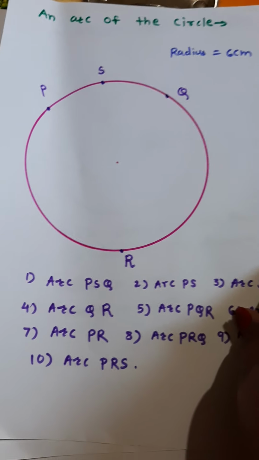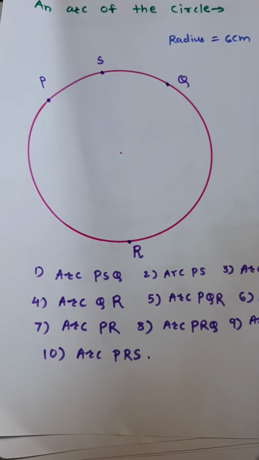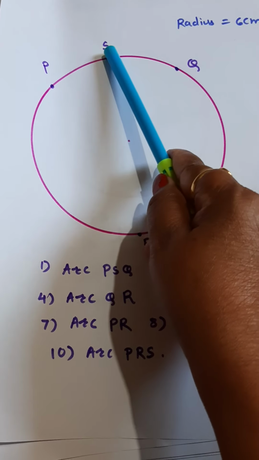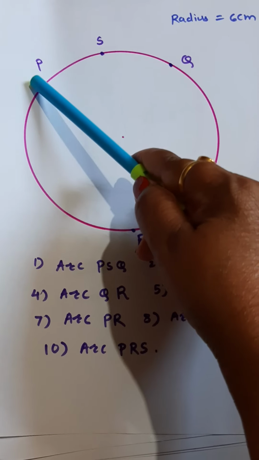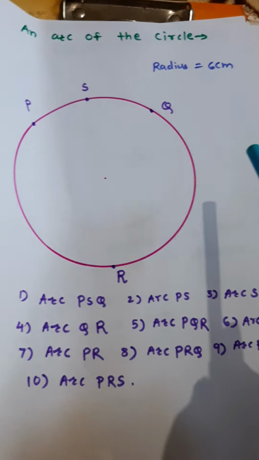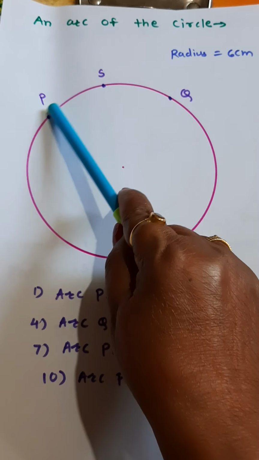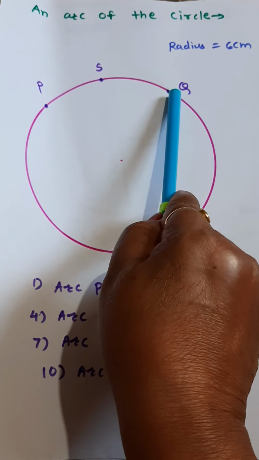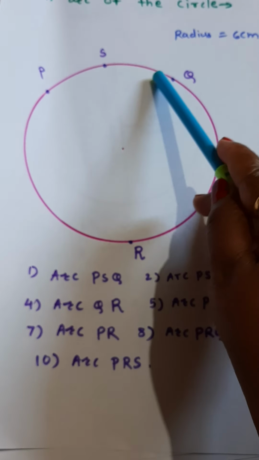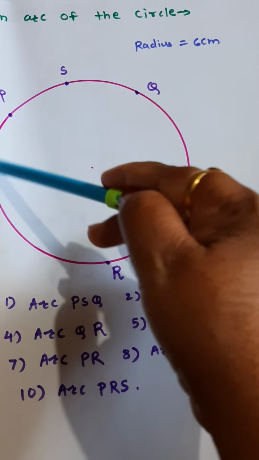Here, an arc of the circle. What is meant by an arc? When we join any 2 points or any 3 points on the circle, this part of the circumference forms the arc. So here we can see so many arcs: arc PS or arc SQ or arc PSQ or arc PQ, arc QR, arc PQR or arc PRQ.